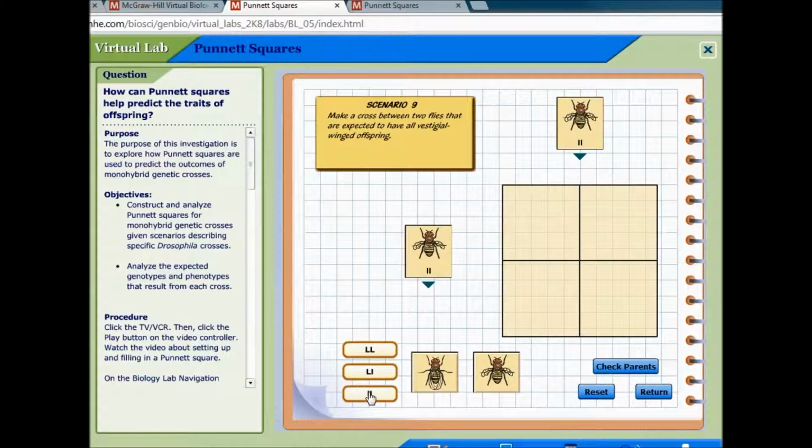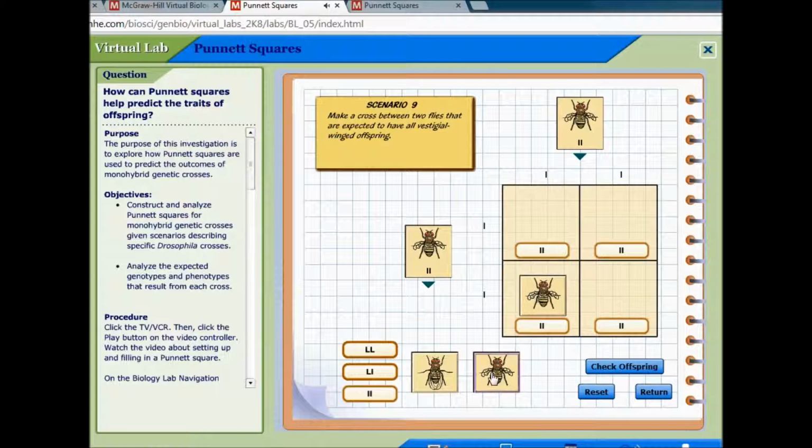All right? So then we're pulling in, oops, sorry, I have to check my parents first. Now, pull over. I'm going this guy with this guy, here and here, here and here, and the same for the last one. Now, let's put our guys in there. Since it's a double recessive, they all must have vestigial wings. Check offspring. Bingo.